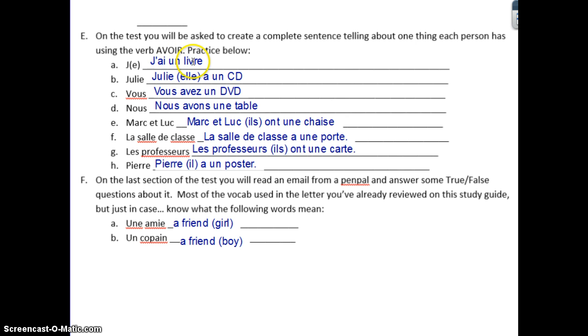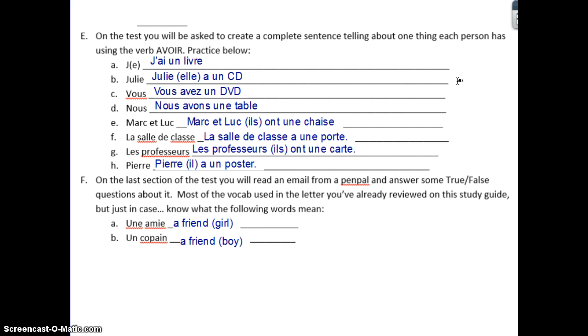Now, once I've used un livre, I can't use it again, so I can't also say that Julie a un livre because that gets kind of repetitive. So on letter B, I've got Julie, which is just like she. I could have used she instead if I wanted to. The she form of avoir is a, and then I went with un CD to say that Julie has a CD. For letter C, vous avez un DVD is y'all have a DVD, the y'all form of have being avez, and then un DVD is just an easy item to spell.